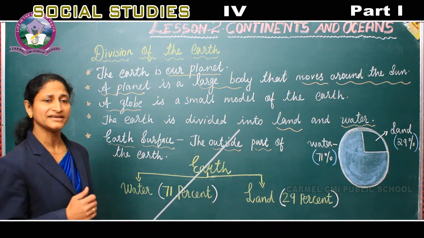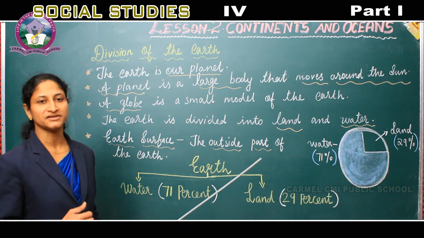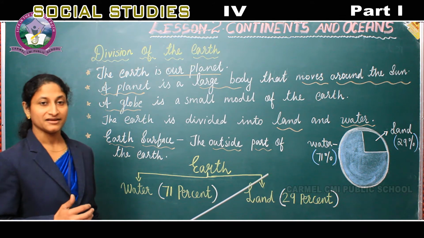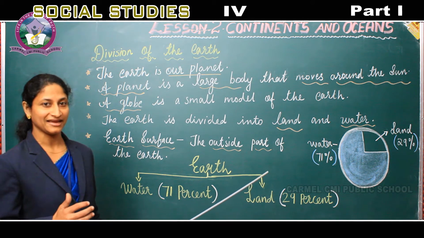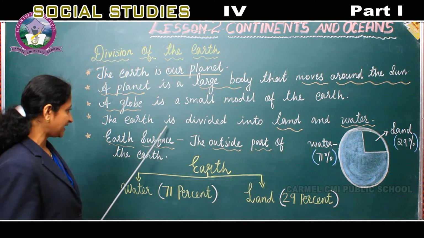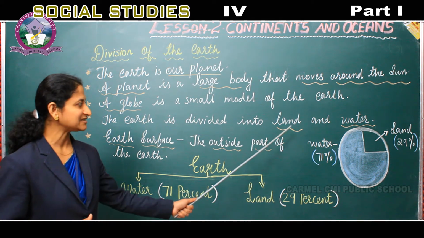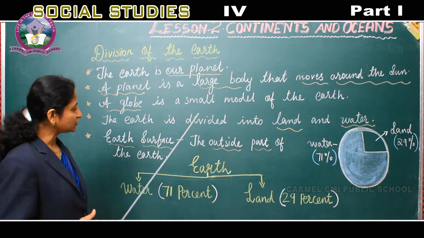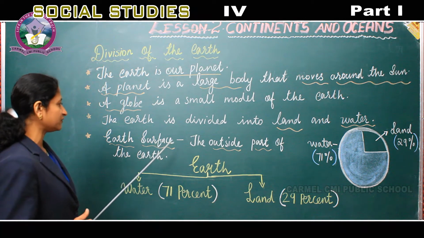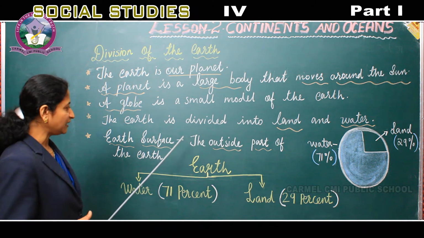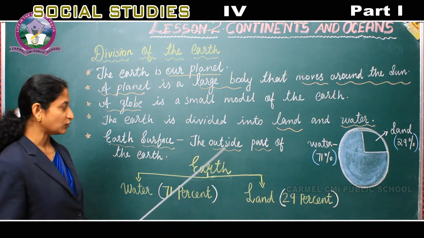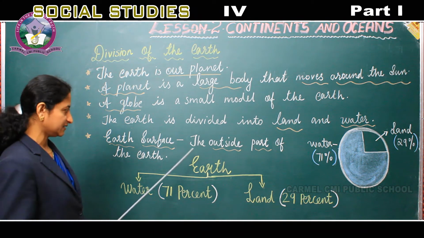Can you say what is the shape of the Earth? The shape of the Earth is spherical. Spherical means round like a ball. Then we have studied that the Earth is divided into two parts, that is land and water. Then also we have studied the meaning of the word Earth's surface. It is the outside part of the Earth.